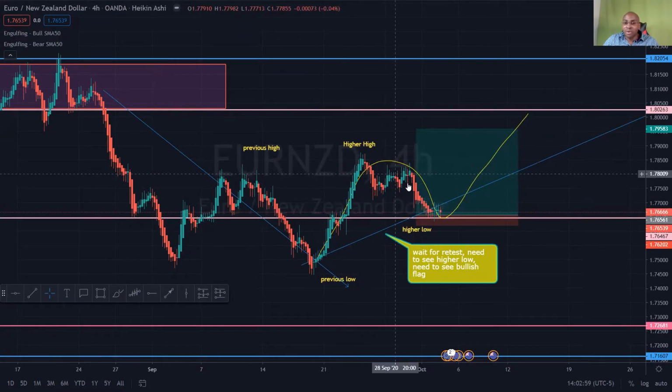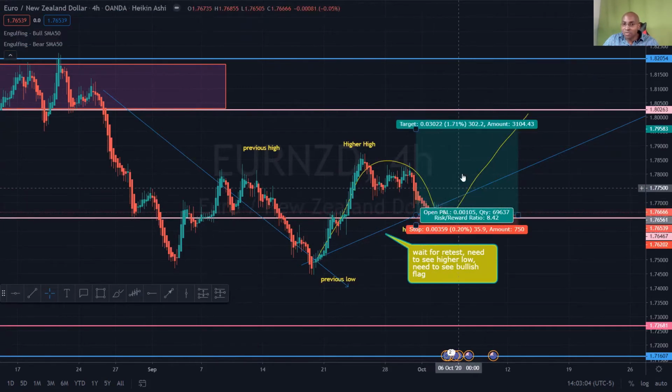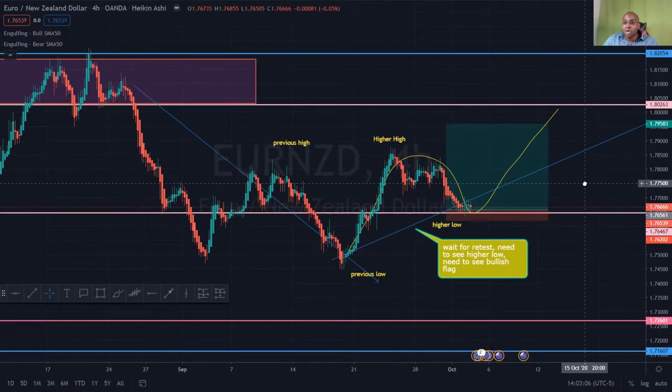So this was our markup from last week. So it made a shift, respected the minor resistance here. So I'm looking forward to it continuing here. So this is the markup from last week.